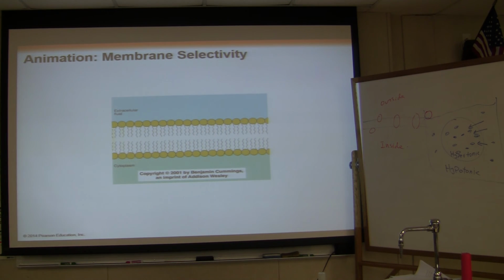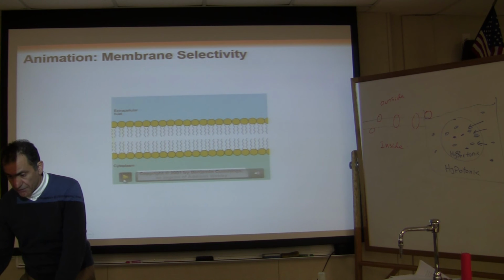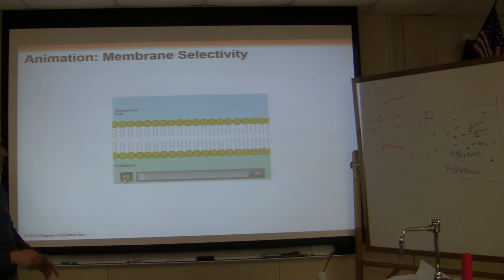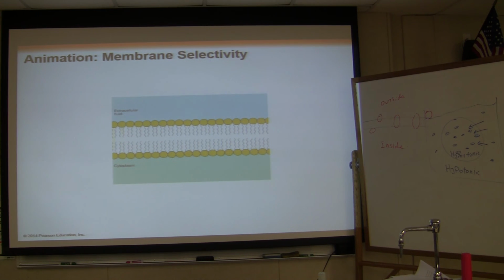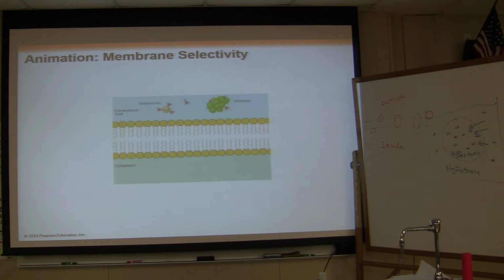Animation, let's see what this animation has to say. A lot of times these animations have good information. The plasma membrane is selectively permeable. It lets some substances through and not others. The hydrophobic interior of the bilayer is one reason membranes are selectively permeable. Hydrophobic molecules, those that are soluble in lipids, can easily pass through the membrane. In addition, small molecules like O2 can sneak between the phospholipids of the membrane. On the other hand, large hydrophilic molecules like glucose and ions, such as sodium ions and hydrogen ions, cannot pass through the membrane unaided.